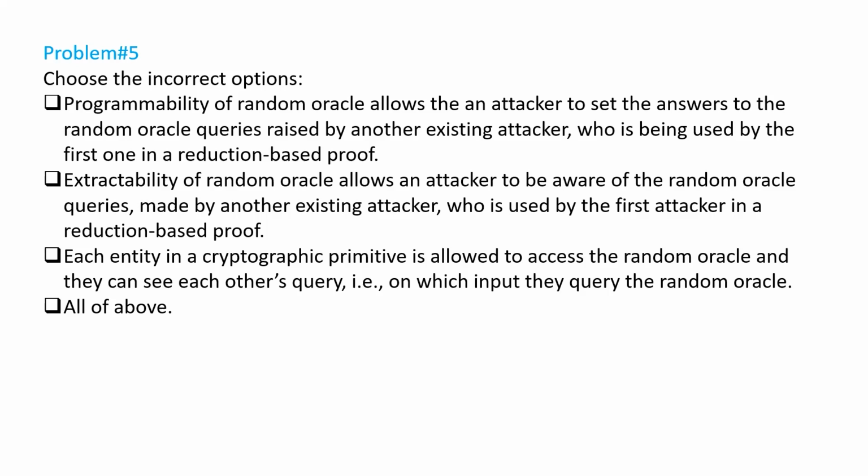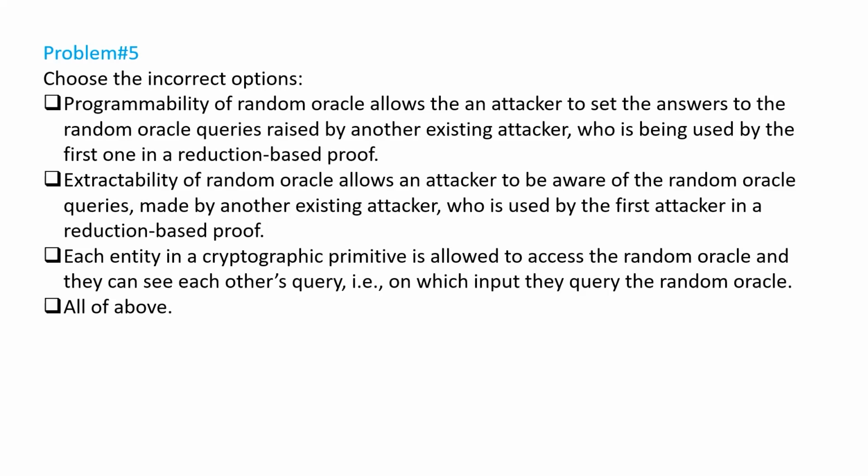Because A dash is able to launch an attack on pi dash, which is known to be secure, there is a contradiction. So we conclude that such an adversary A for scheme pi cannot exist, who is able to successfully launch an attack on pi. So we conclude that pi is secure. Now, in such a reduction-based proof, let's say our adversary A needs some random oracle access. Now, the attacker A dash is using A, right?